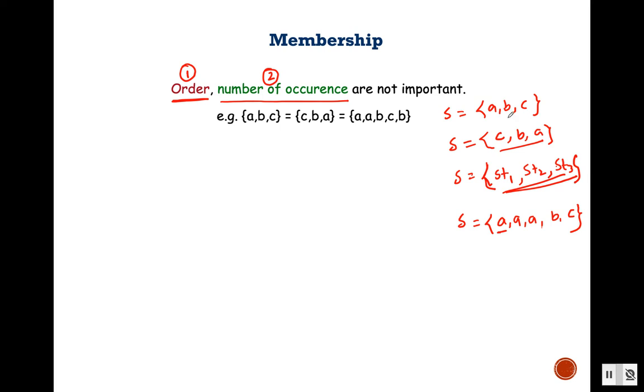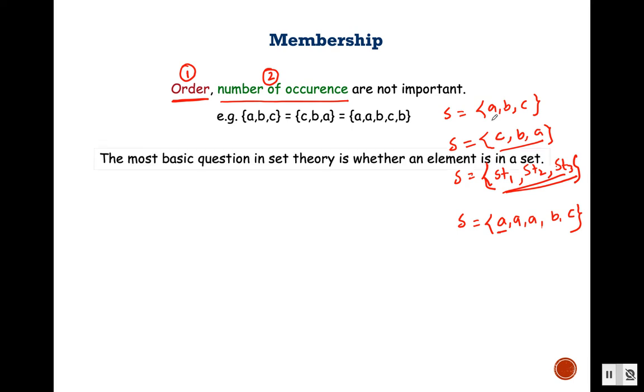At the end we will say that S is a collection of objects where the objects are A, B, C. Now how many times the A is present doesn't matter. The most basic important thing in set theory is whether an element is in the set. In which order they are present in the set or how many times they are present are not important.